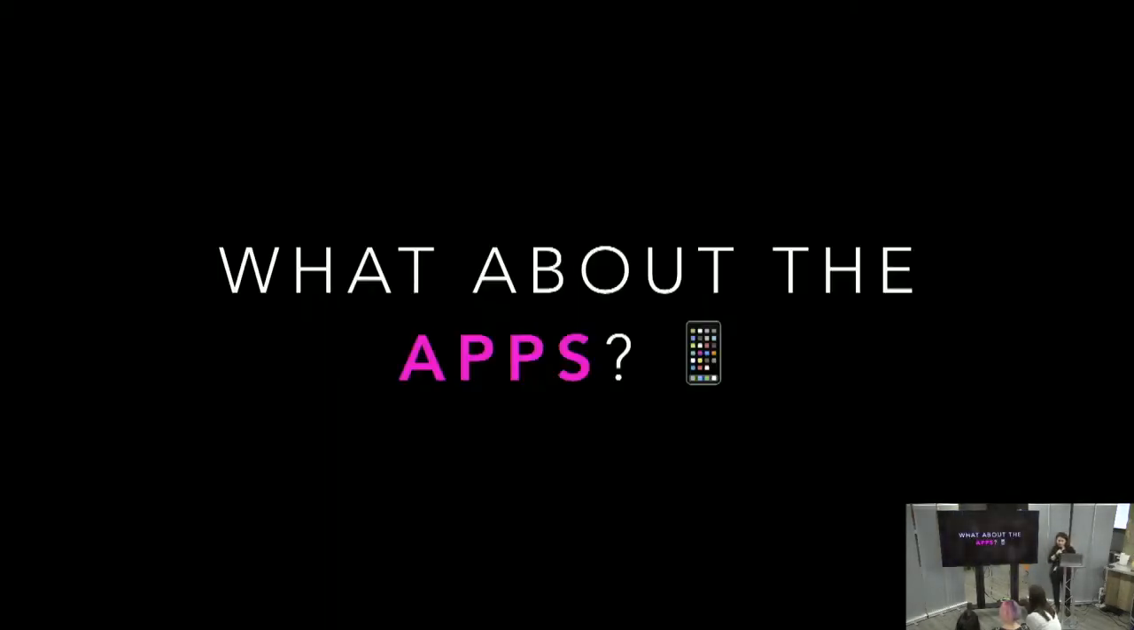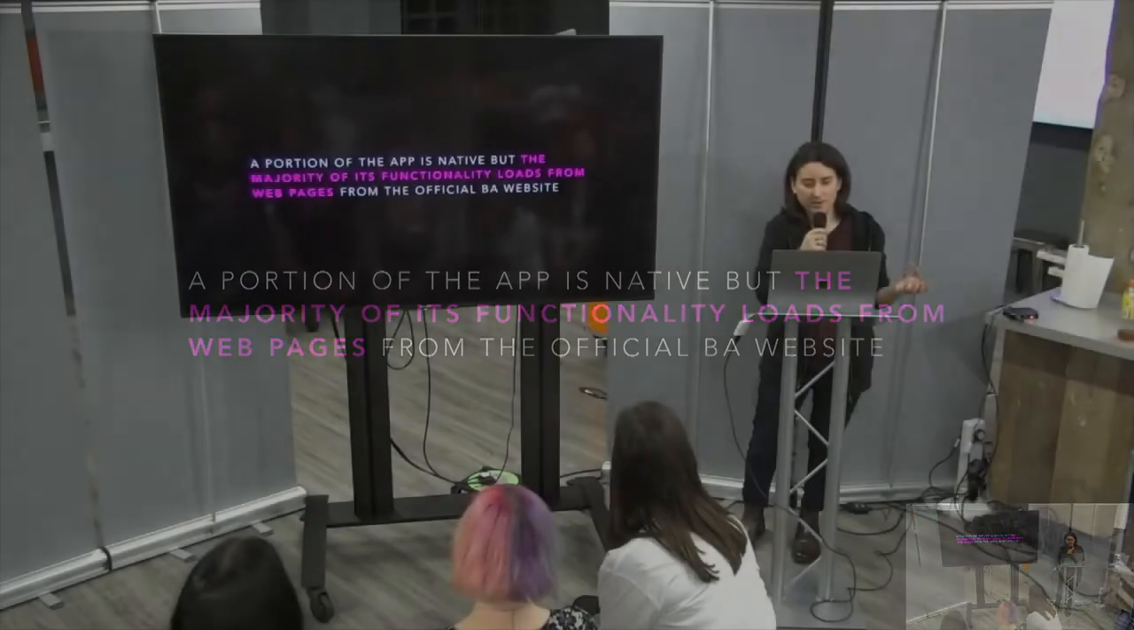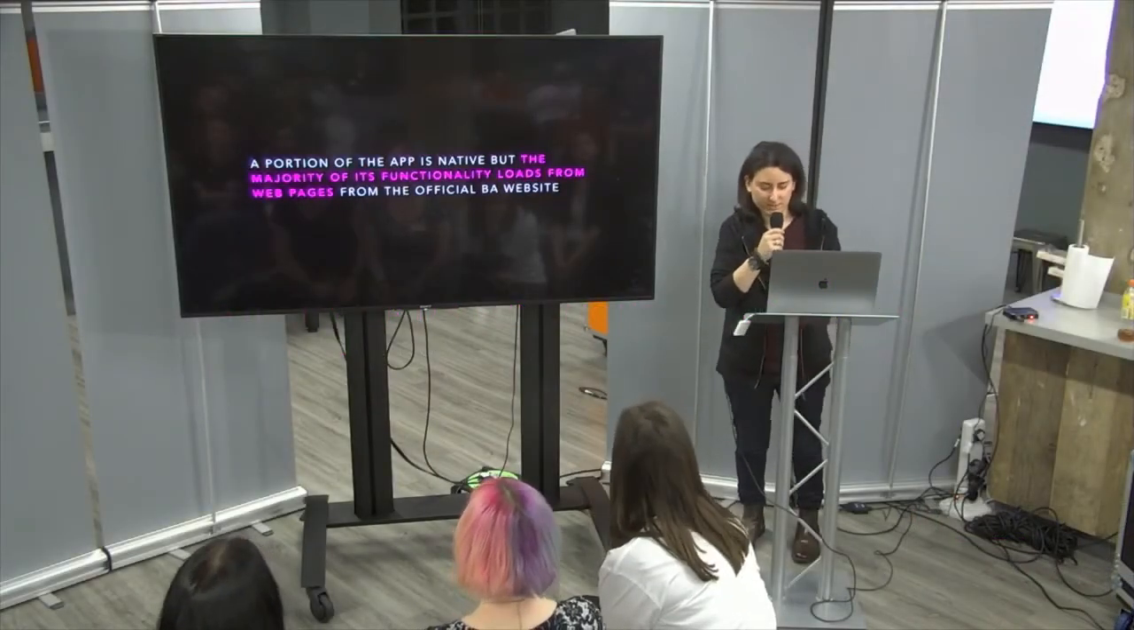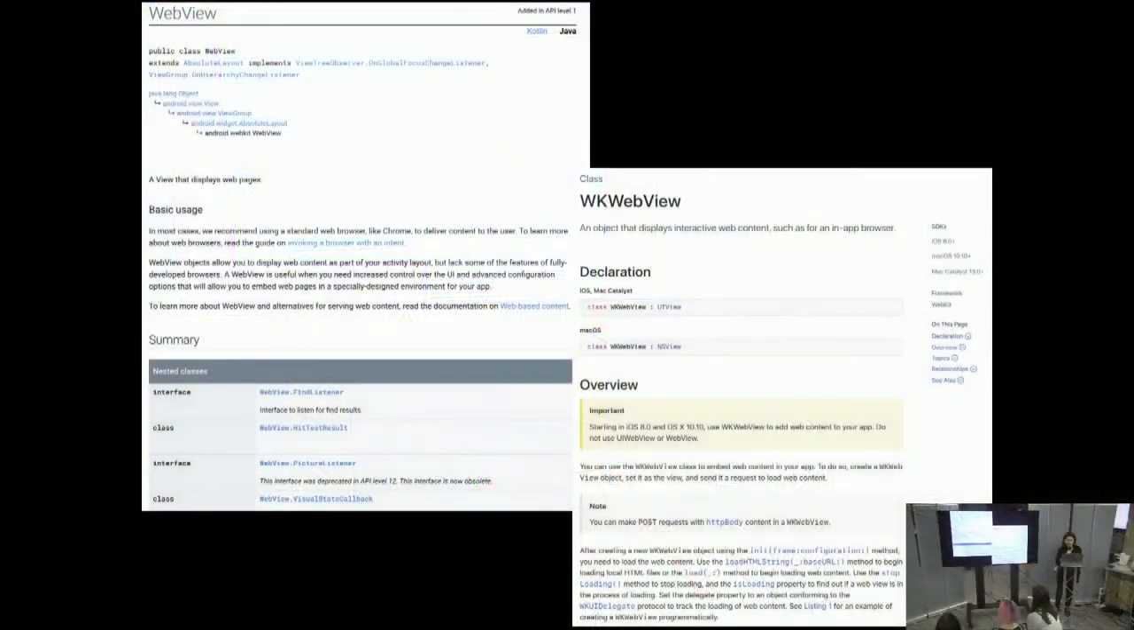So what about the apps? Okay, we get the gist for the website, it was Modernizr. A portion of the app is native, with Android and iOS, but the majority of its functionality loads from web pages from the official British Airways website. For those of you who are not familiar with native apps, you can use classes in Android and iOS called web views, which allow you to inject JavaScript directly within your native app.